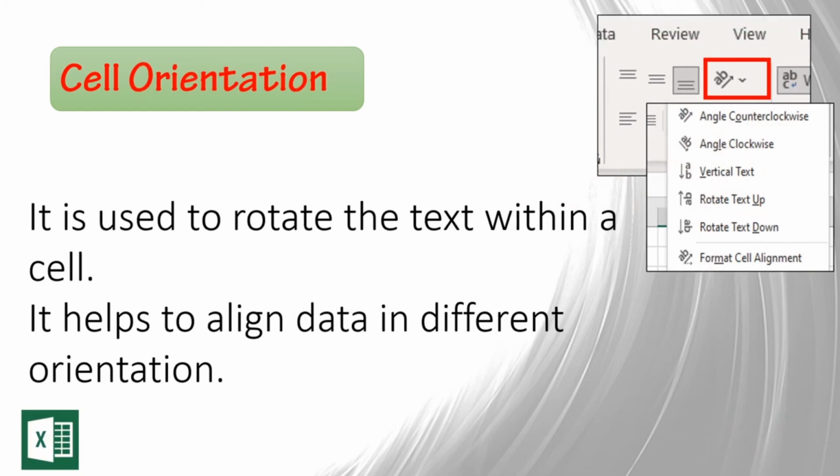Next is cell orientation. It is used to rotate the text within a cell. It helps to align data in different orientations. Different types of orientations you can see here, which we can apply to the cell.